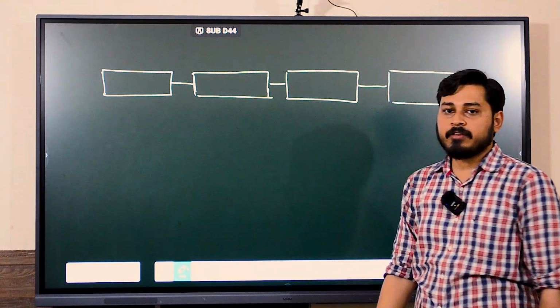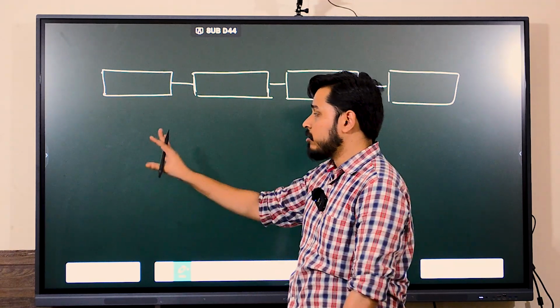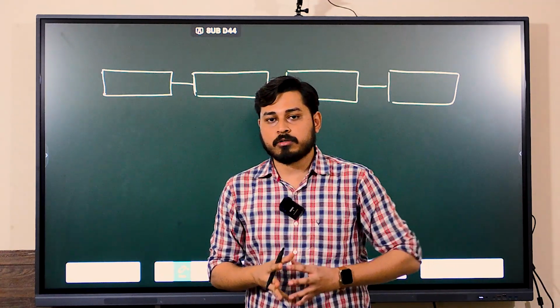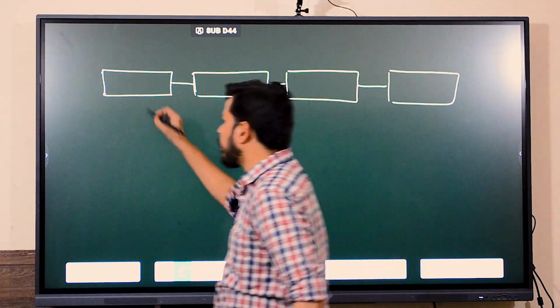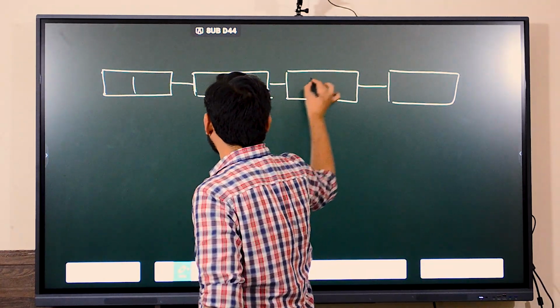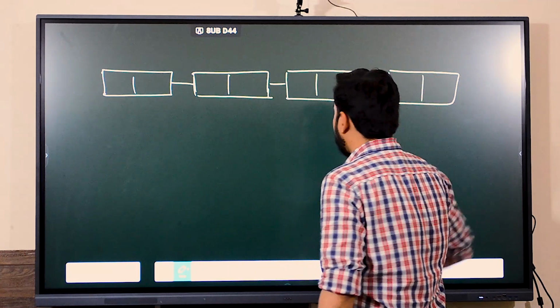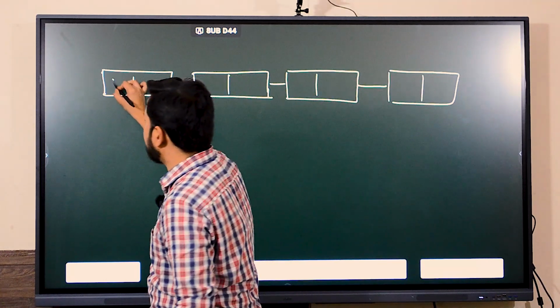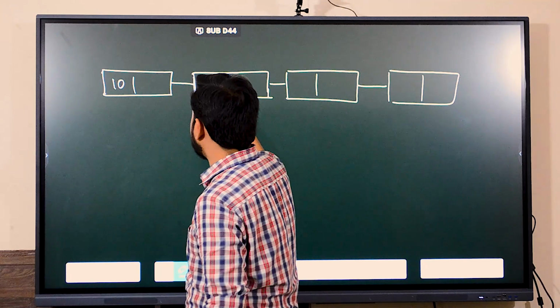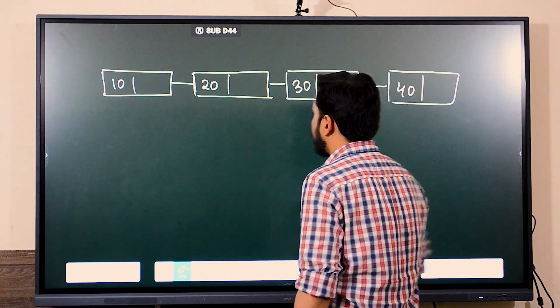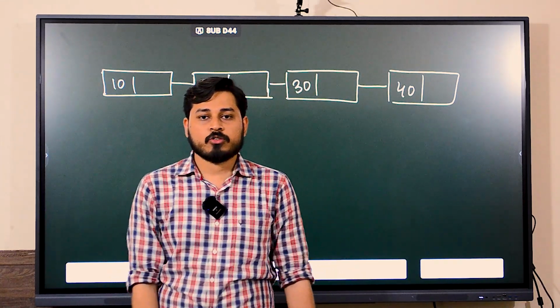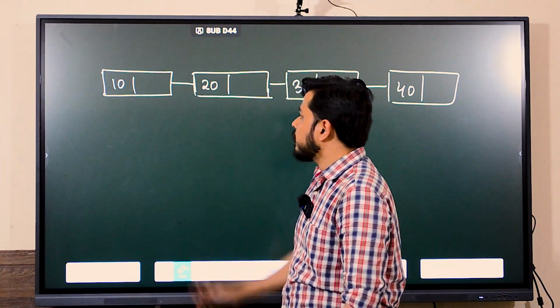So let's say I've created 4 nodes in this case. See, a linked list is a collection of nodes which are linked together. Every node contains a minimum of... I'm taking one partition here, and in this one partition the data is stored. Let's say I'm taking data as 20, 10, 30, 40 and so on. Okay, so this is going to be our data.